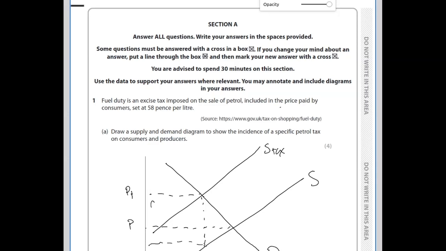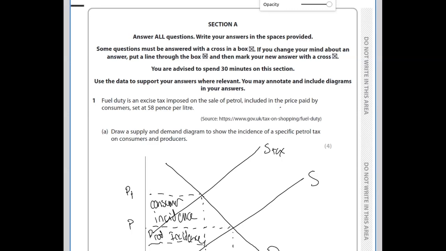This here is consumer incidence, this box, and this is producer incidence. So basically what we're saying here is, you might have heard this as the consumer burden or the producer burden. I'm just going to fill in the rest of this.